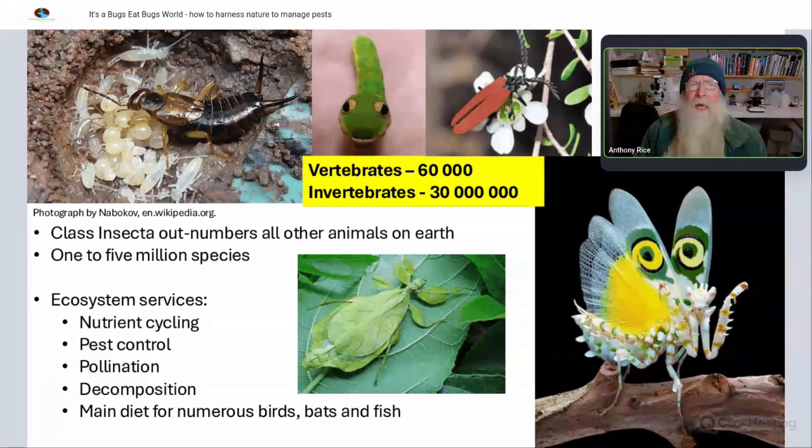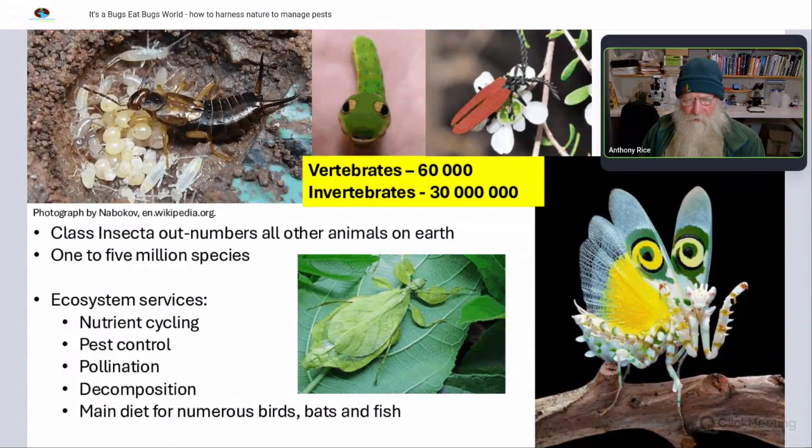So why should we care? Well, when you compare vertebrates to invertebrates, there are roughly 60,000 species of vertebrates in the world. Those are animals with backbones. Invertebrates, there's about 30 million species. That's a ratio of about 500 to 1. Class Insecta outnumbers all other animals on Earth, with 1 to 5 million species.